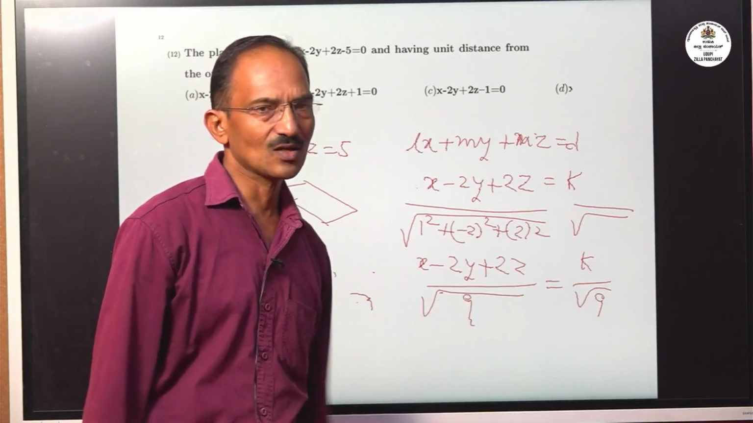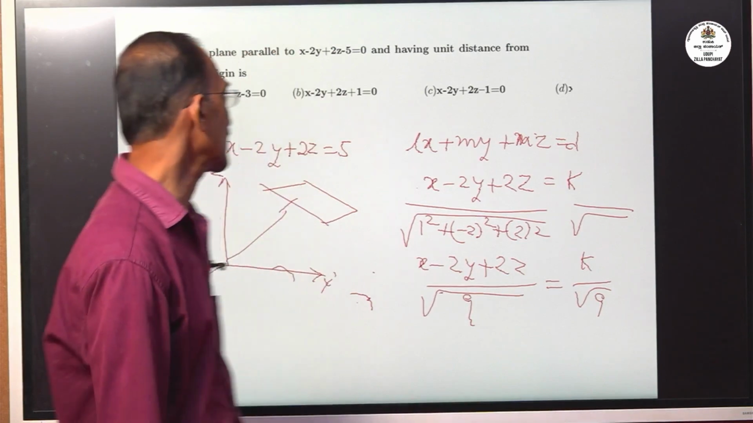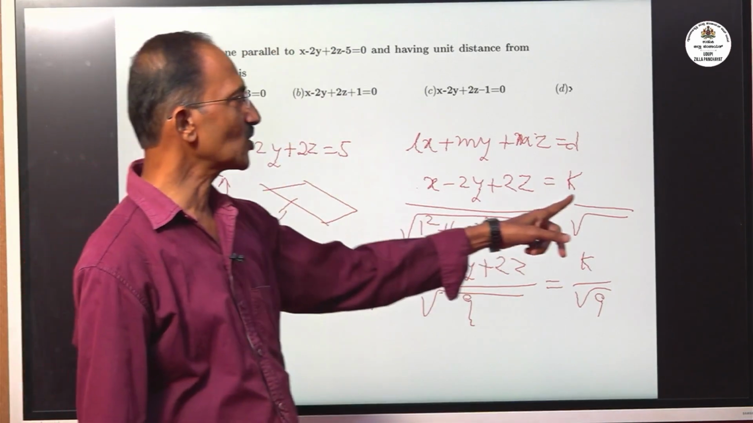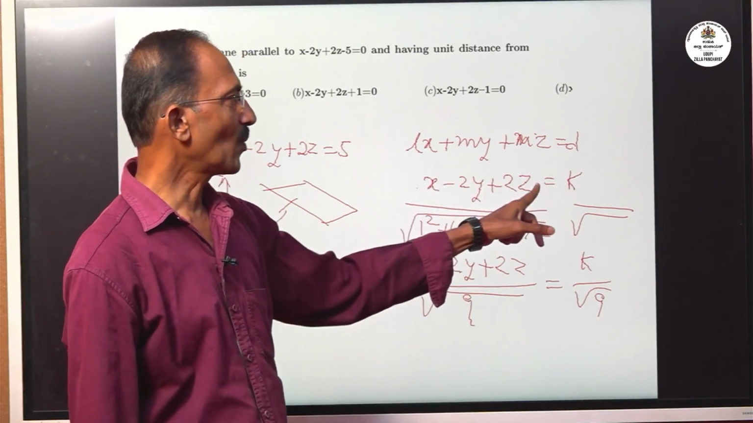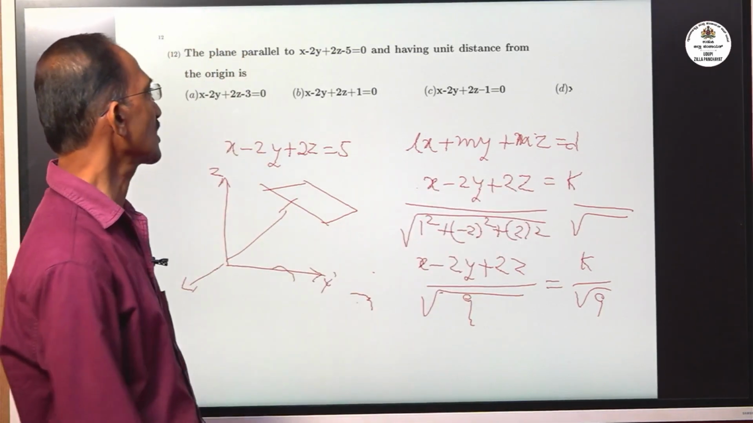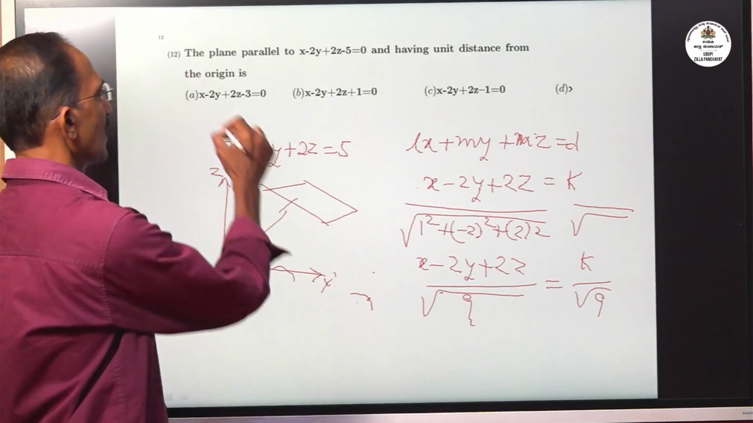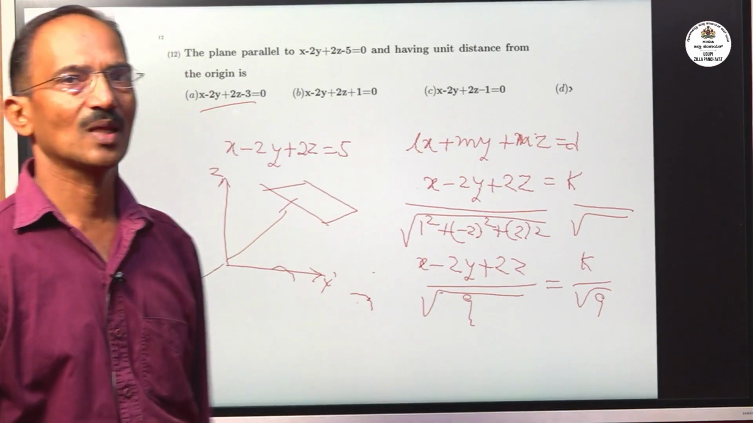So what is the value of k? k should be root 9, and root 9 is 3. So you substitute k by 3, and you get x minus 2y plus 2z minus 3 equal to 0 as the equation. So k is replaced by 3. This is the right answer, which has unit distance from the origin.